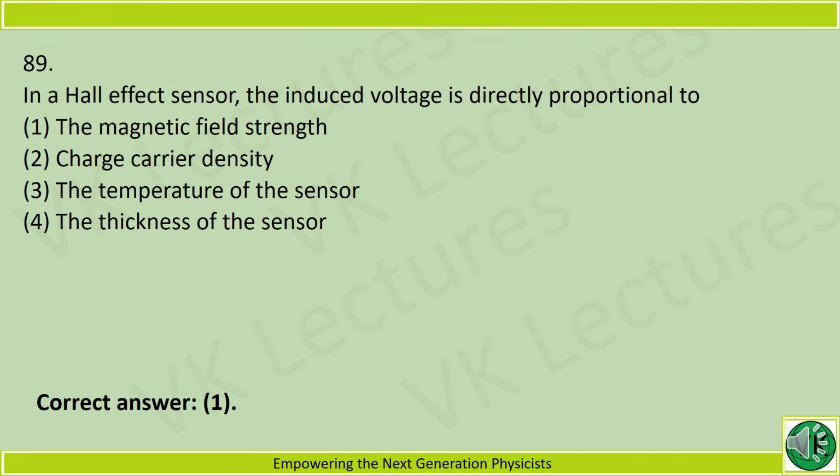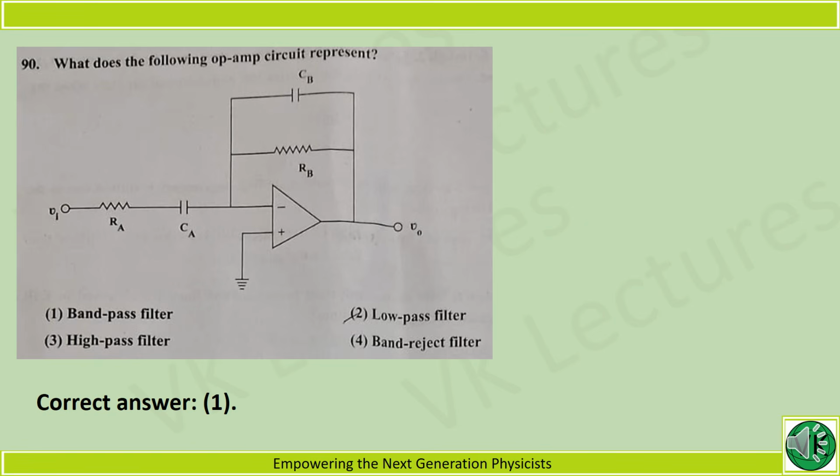In a Hall effect sensor, the induced voltage is directly proportional to the magnetic field strength. Option 1 is the correct answer. What does the following op-amp circuit represent? Two capacitors represent the band pass filter.